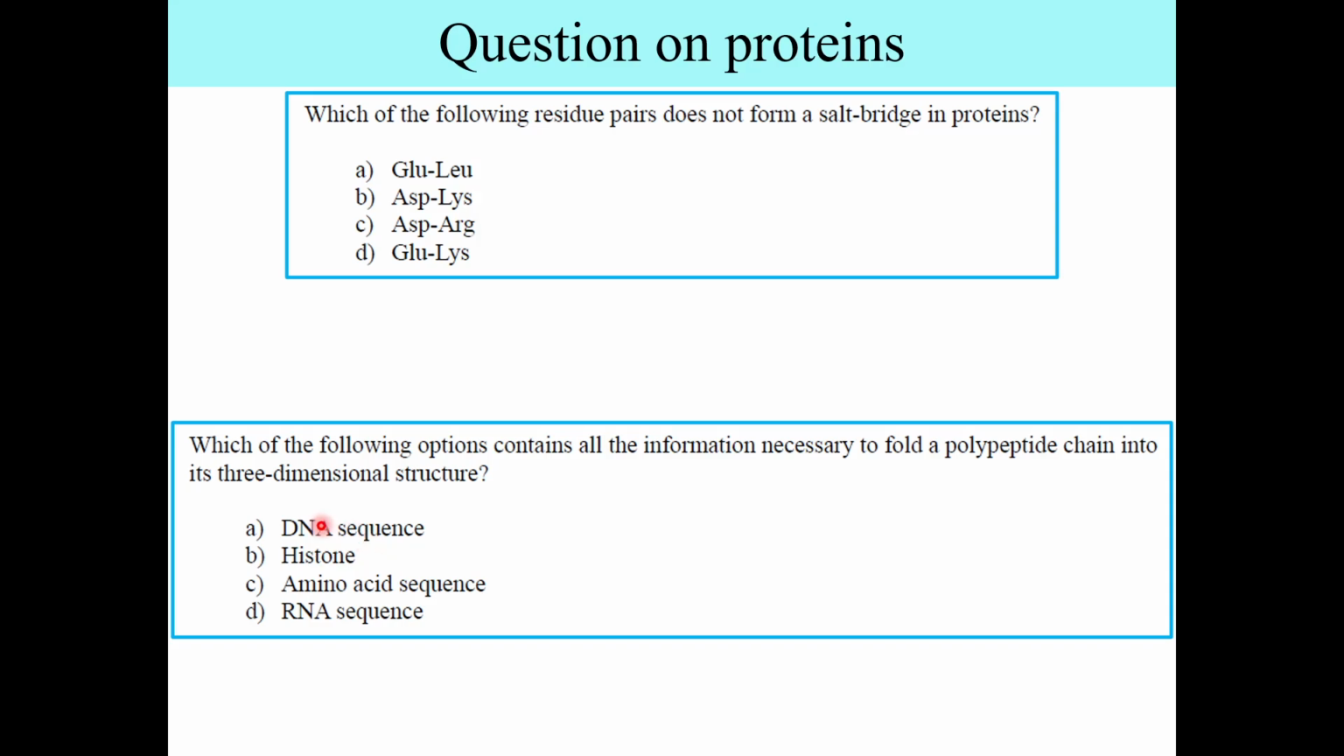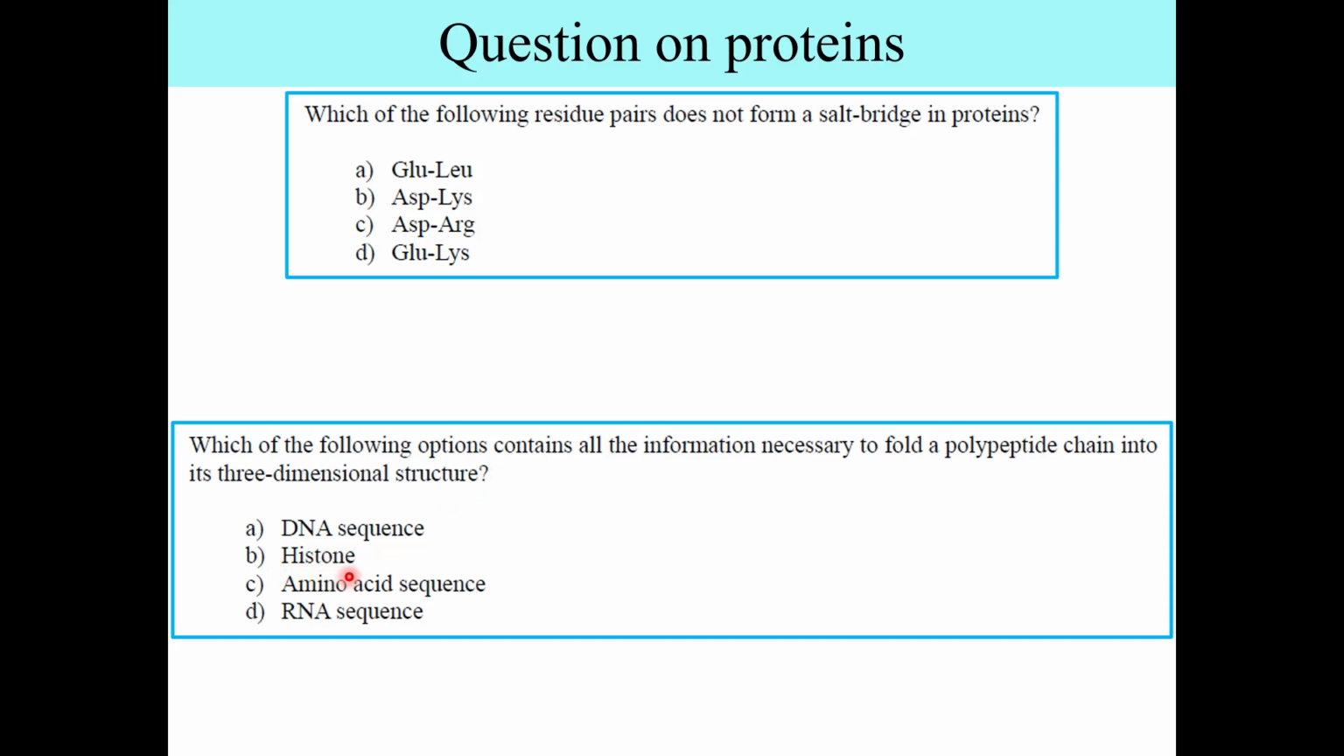But here they are asking you what information is necessary for a polypeptide chain to fold into the three-dimensional structure. So the first option is DNA sequence, the second option is histone protein, the third option is amino acid sequence, and the fourth option is RNA sequence. Okay, so here the right option would be amino acid sequence, because DNA sequence is very much different from the actual sequence of the polypeptide chain, so it cannot direct it to fold into the 3D structure, right?